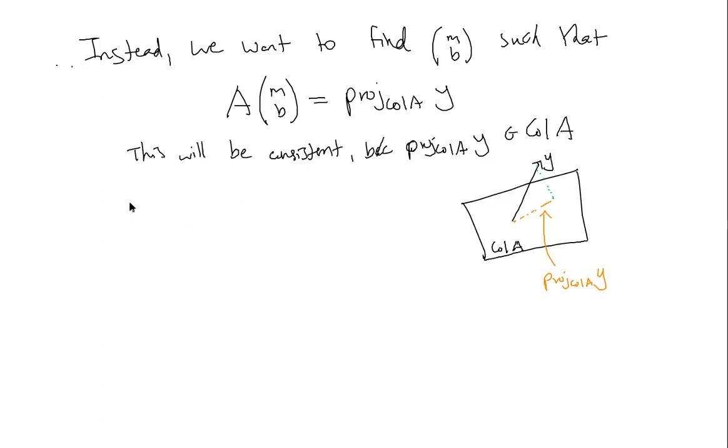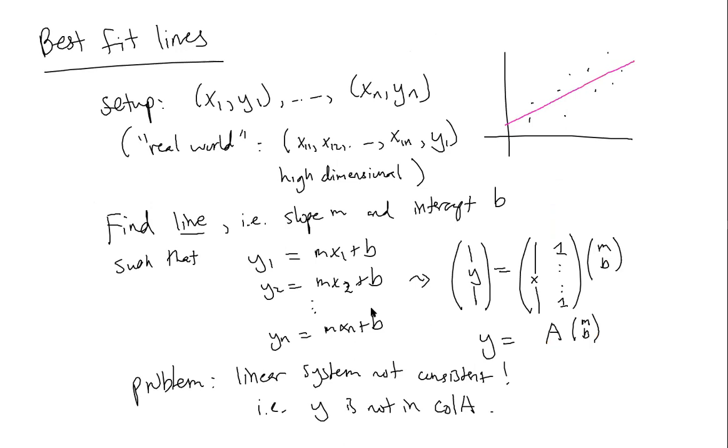There's a question, which is why is A with the right column all ones? That's just because that's how we transform this linear system into a matrix equation. If you just multiply out the first row of this matrix equation, you get y1 equals m times x1 plus 1 times b. That's exactly this equation.